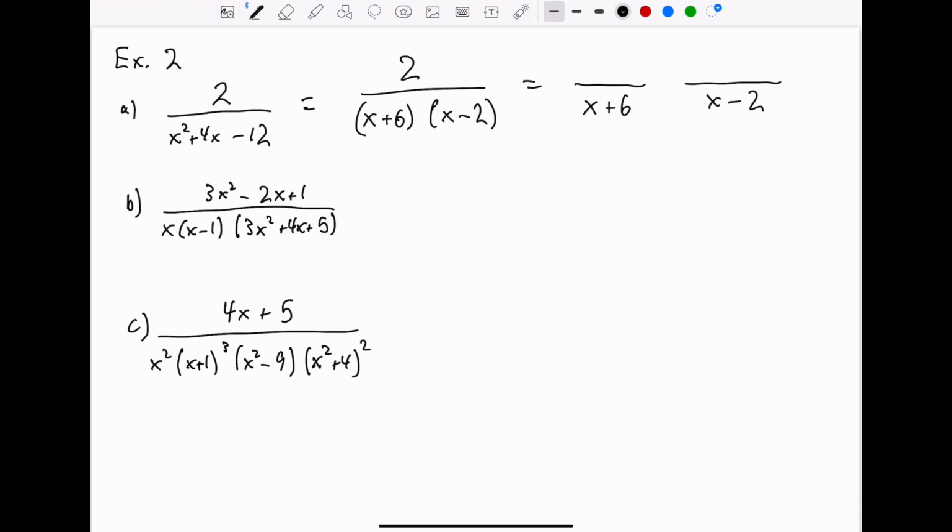These are both linear factors. So in the numerators, I will just put a single constant, A and B. This is the form of the partial fraction decomposition. Let's take a look at the next problem.